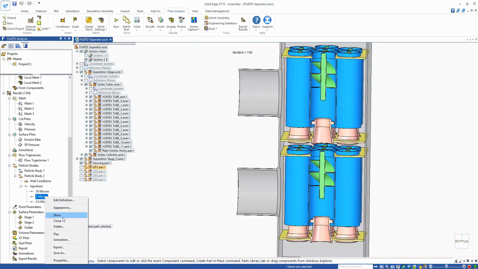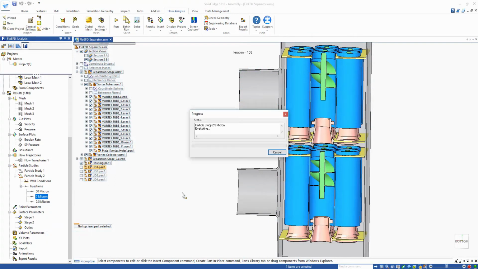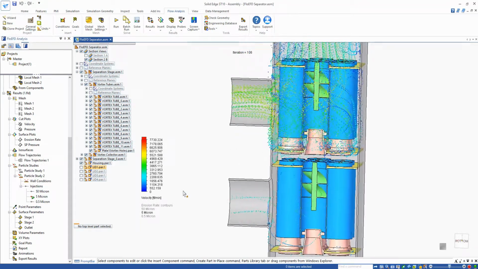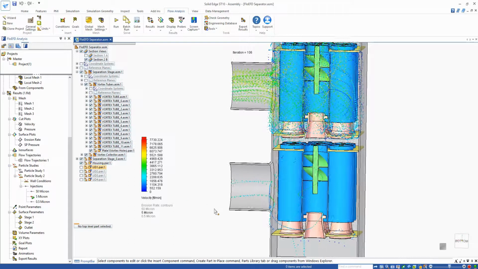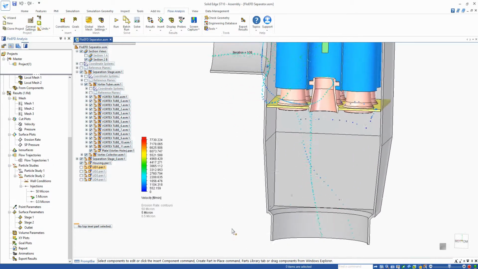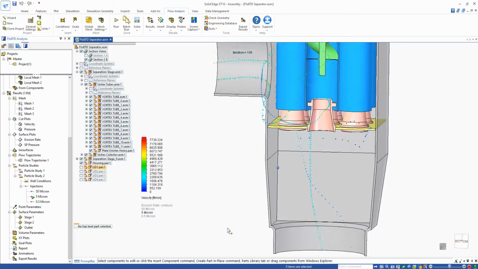Let's have a look at what happens at 5 micron. Alright, so we're getting a little bit more. The first stage is taking care of most of it, but the second stage, a little bit more is getting through this time, and then finally a little bit more getting through out towards the outlet as well.